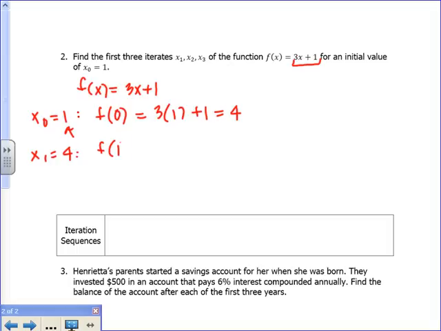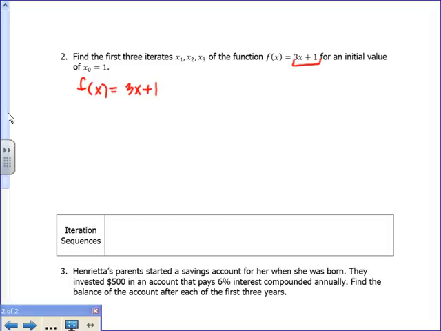Do it all over again. F of 4, I'm putting that number in. You know what? I feel like we could write this a very much easier way. We can. So x of 0 is 1. To get to x of 1, and x of 2, and x of 3, which is what we want to do, we're going to start by using this. So I'm going to take my 3 times my last number plus 1, so I'm just taking this formula here, just plugging in my last number into that spot, and I'm going to get 4.